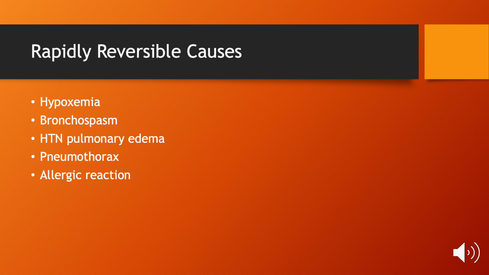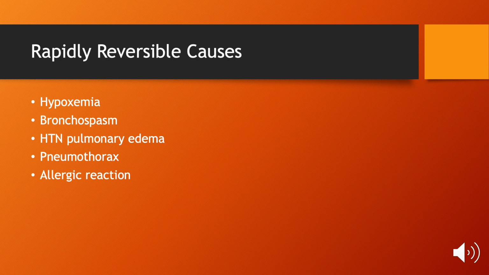Hypoxemia is one cause that you can easily reverse by treatment with either oxygen supplementation, CPAP, or BiPAP. Bronchospasm can be treated with bronchodilators. Hypertensive pulmonary edema can be treated with oxygen and blood pressure control. Pneumothorax can be treated with a needle. Allergic reactions, typically in this case, will be treated with epinephrine and Benadryl, as well as steroids and H2 blockers.